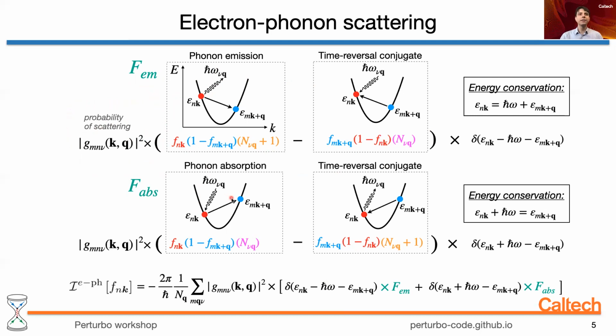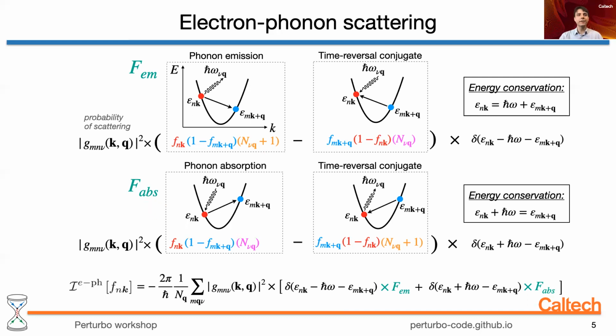So now let us consider similar scattering processes, but with the phonon absorption. Again, we consider initial state nk, final state mk+q, but absorbing a phonon. Now our derivations will be very similar, but here we will have not n+1, but just n. And again, considering the time reversal conjugate, we will have similar conclusions to derive this term. Then we take into account as well the energy conservation and the probability of scattering. And we will call this term here in brackets F absorption.